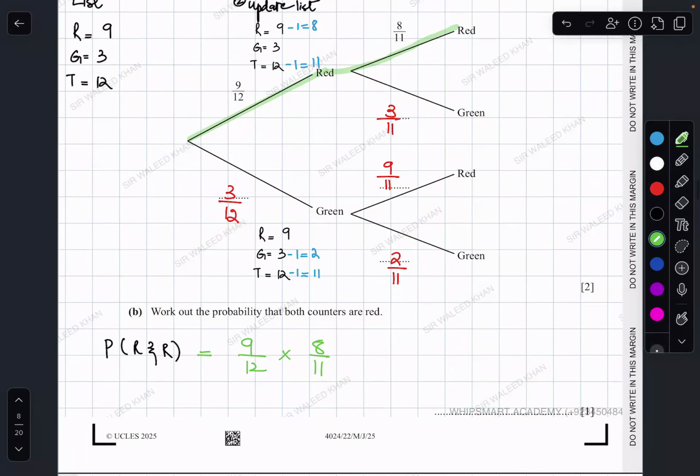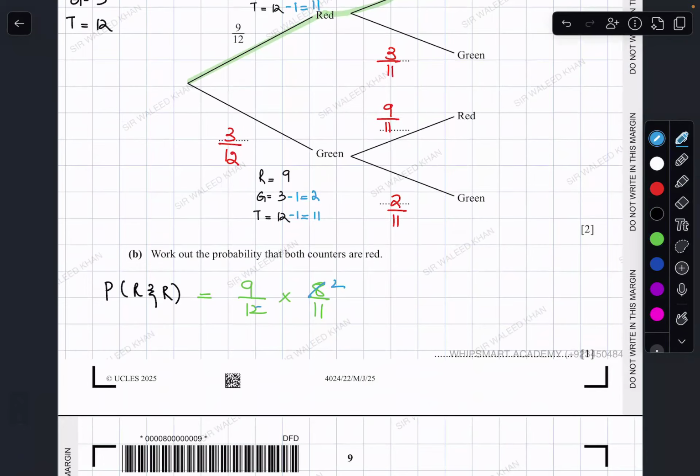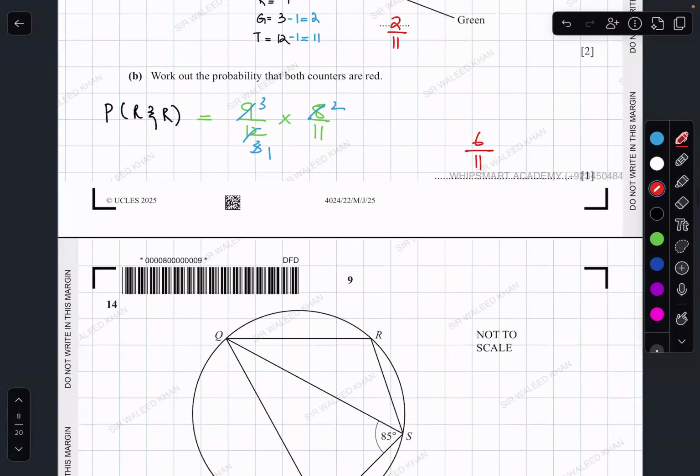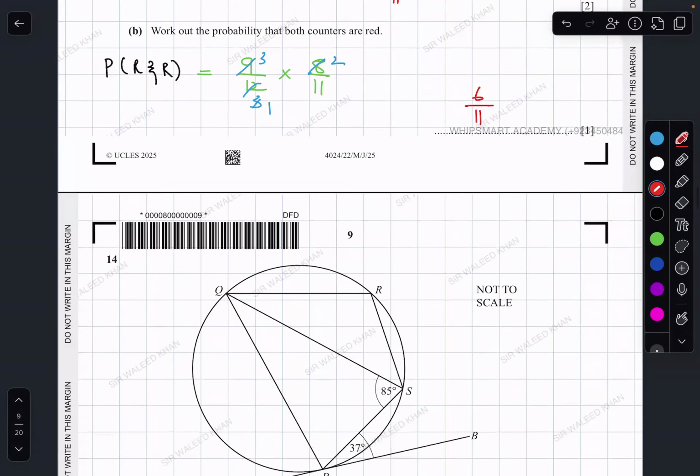So they haven't asked us to simplify, so you can write it as it is, or you can just simplify it as well. So this will be 2 times, this will be 3 times, this will be 1, 3. So we have 6 over 11. When they put the condition over there to simplify, then you must. Otherwise, you can just multiply them and write the fraction as it is.